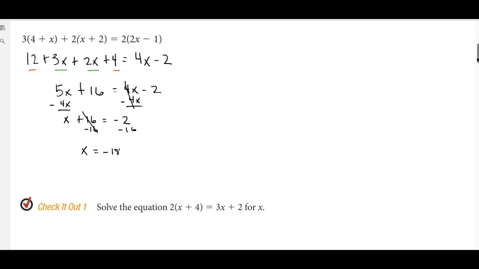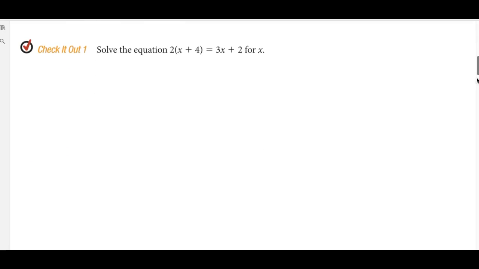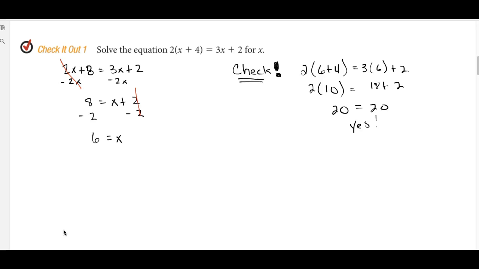Okay, so next I'm going to have you all try this next check it out one. So give that a shot, and I'll have that in the Edpuzzle. Okay, for the sake of time, I'm not going to work all of these out step by step for you, but I will show you the solutions to most of these.